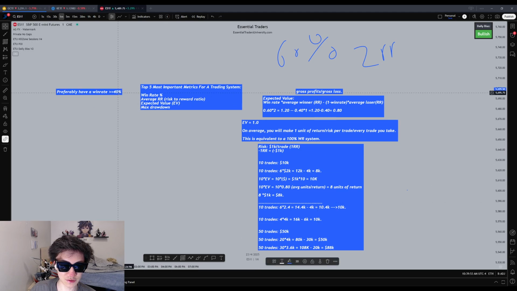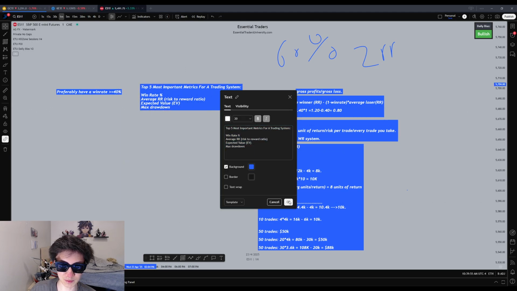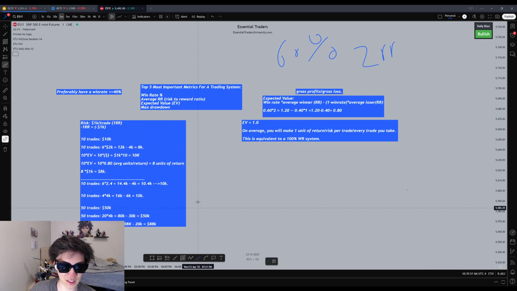We'll go on to the next section now, since EV should be fully covered here. But basically, understand EV is, on average, how much you will make per unit of risk on every trade.